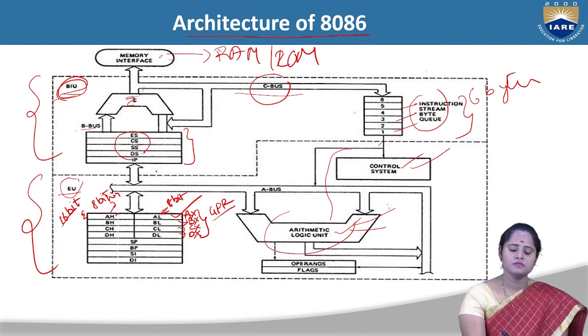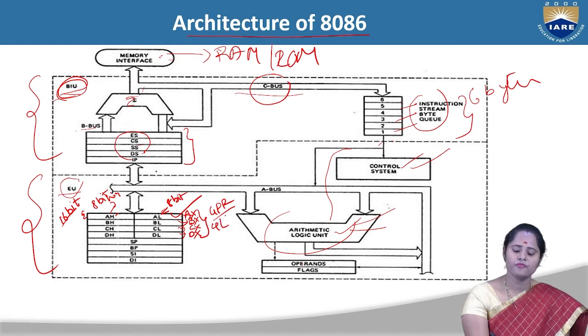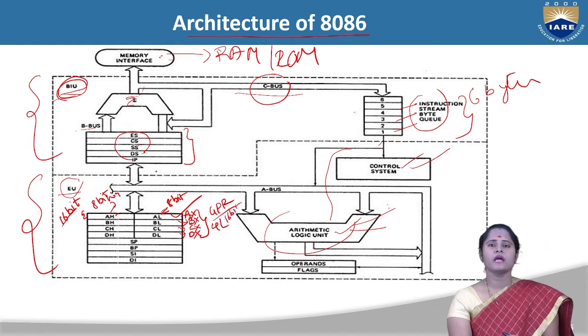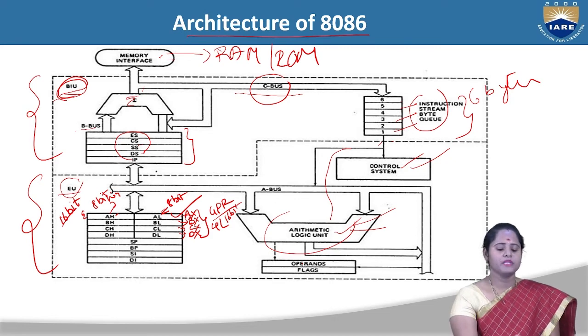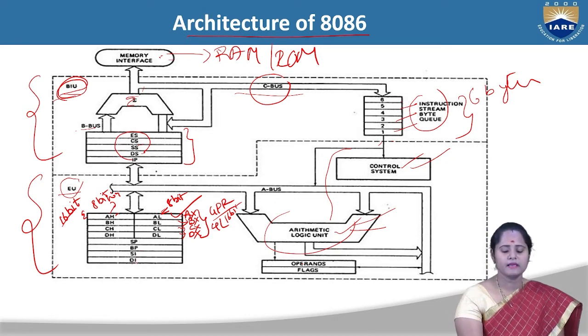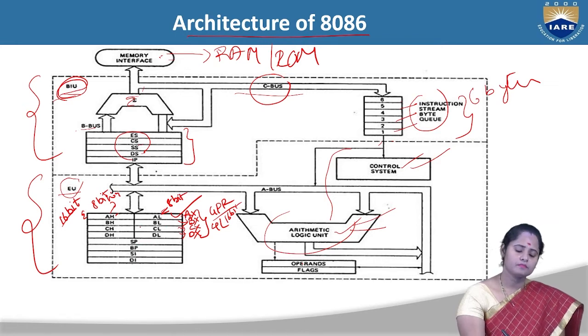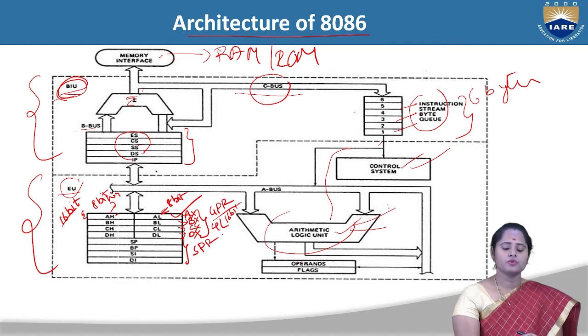General purpose registers, we have 4 general purpose registers, each of 16-bit. Next we have SP, BP, SI, and DI. These are the special purpose registers. SP is the stack pointer, BP is the base pointer, SI is the source index, and DI is the destination index. So these are the special purpose registers which we have, and coming across, we'll see in detail.